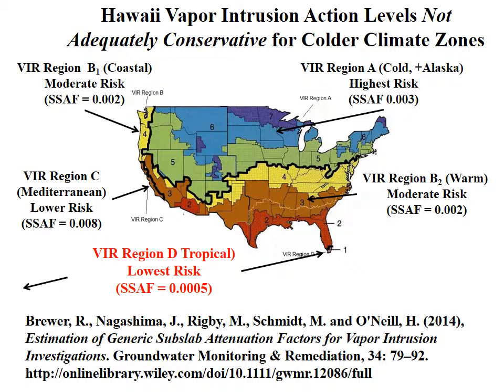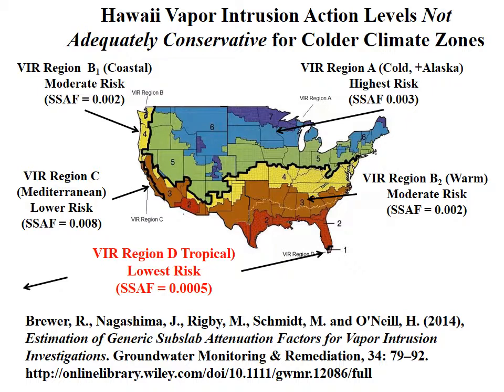This is the paper we published, with Josh Nagashima and I, Mark Rigby, an excellent risk assessor we've been working with for years, and Mort Smith and Harry O'Neill, top-notch vapor intrusion and soil vapor sampling consultants on the mainland. Really, they work internationally. We published a paper in 2014 where we looked at building engineering designs, HVAC system designs, energy designs and such, and other issues, like indoor air exchange rates in different climates. The paper is titled Estimation of Generic Subslab Attenuations for Vapor Intrusion Investigations in Different Climate Regions of the U.S. or anywhere in the world.